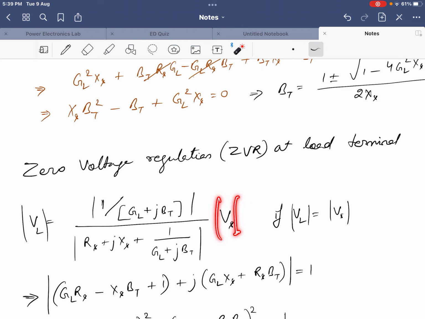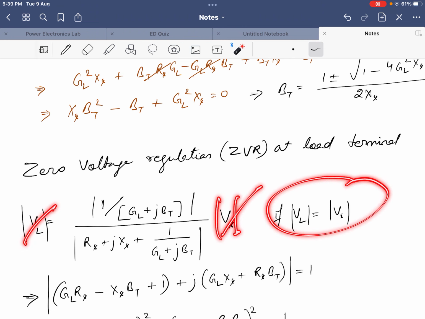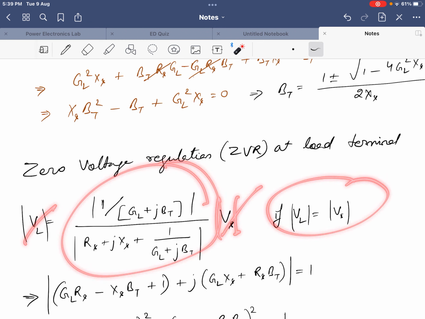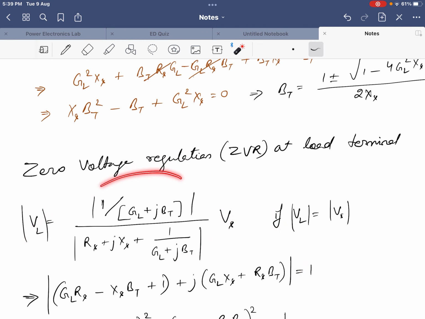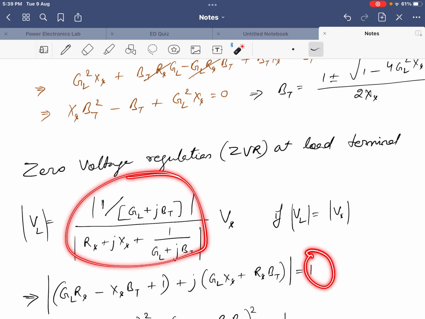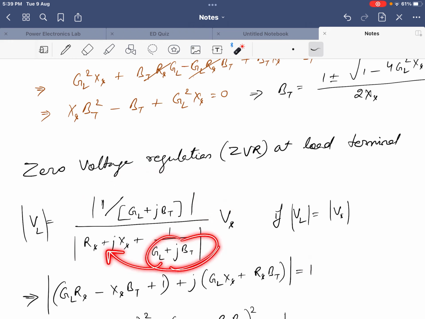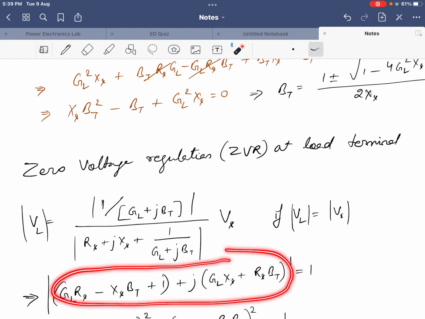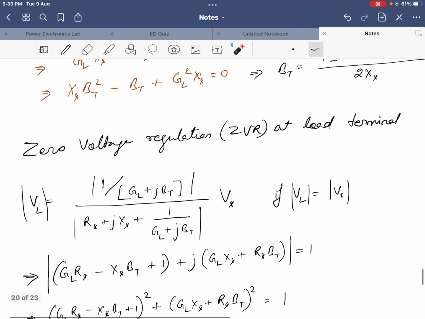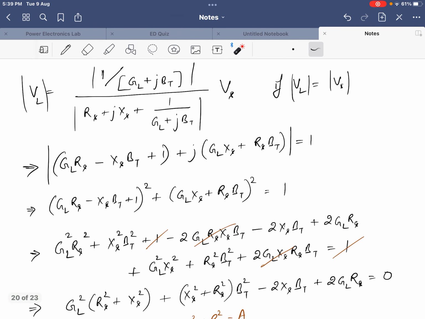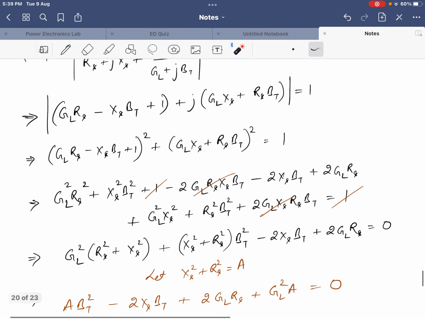In this case, if these two are equal, these cancel each other, and what we get is that this term should be equal to 1. So if we multiply this term with this one, this term will cancel each other. What we get is that this big term should be equal to 1, and then when we solve it, we take the square of both sides, we get this, and then we evaluate it.